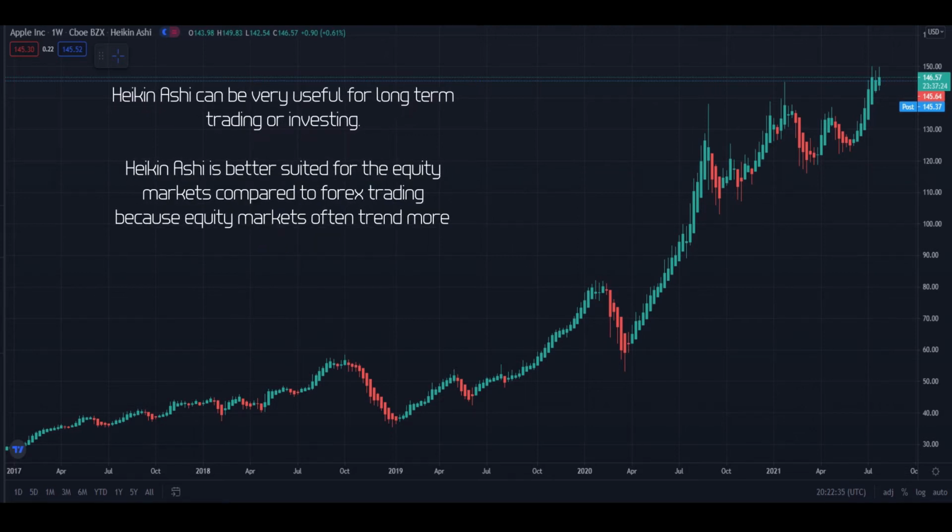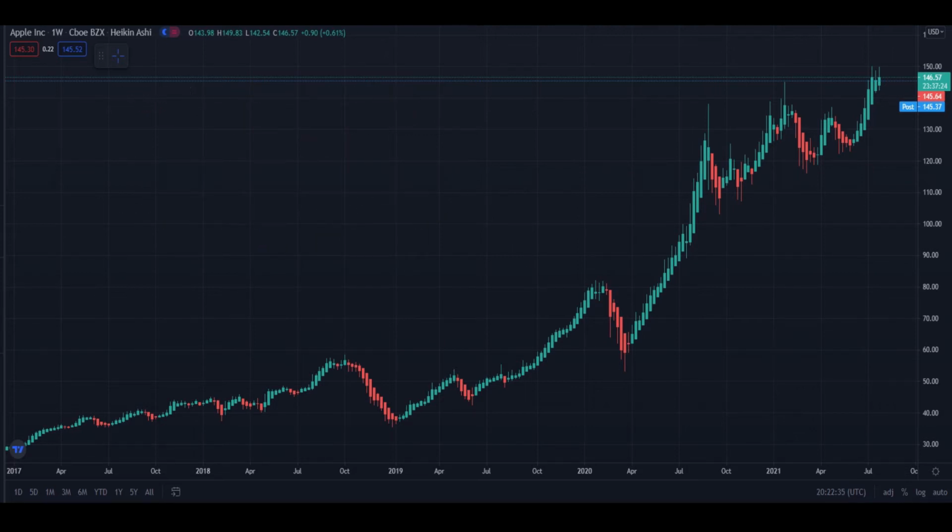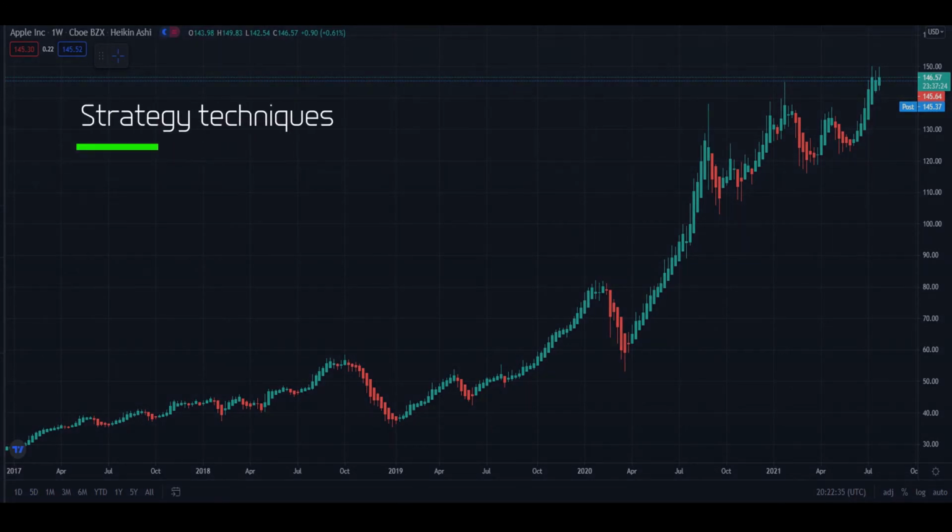This does not mean a short-term Forex trader cannot find value in using Heikin Ashi, but rather it just means they will likely find less value in comparison. Now that we understand what Heikin Ashi represents and key factors to determine how it could add value, we can take a look at techniques to develop a strategy using it.